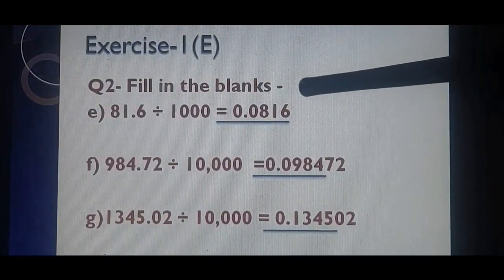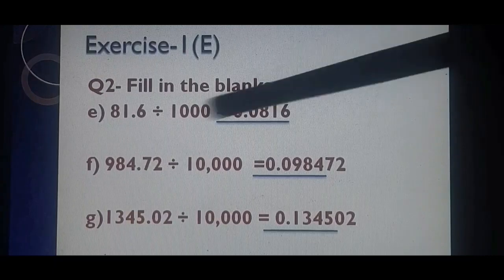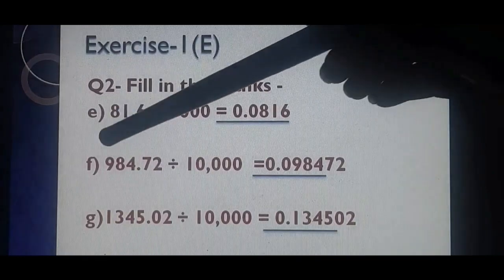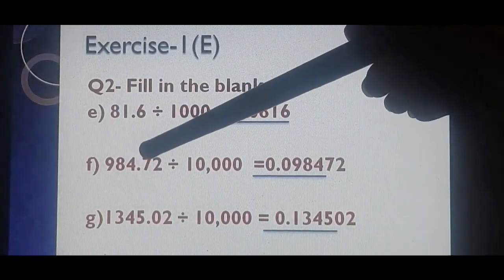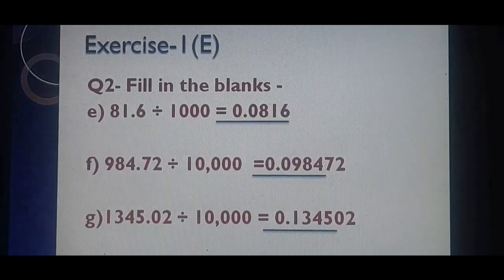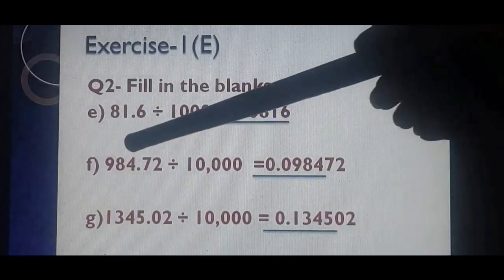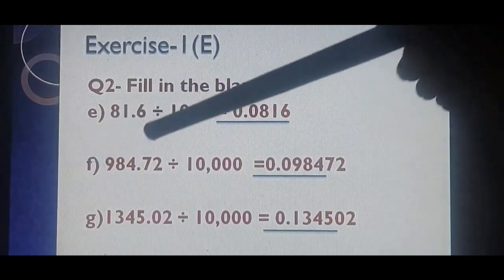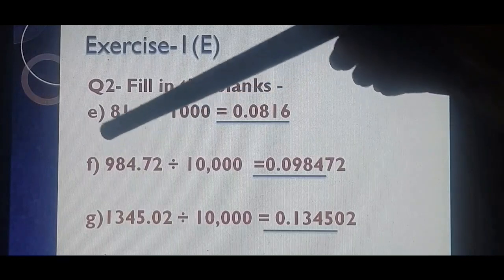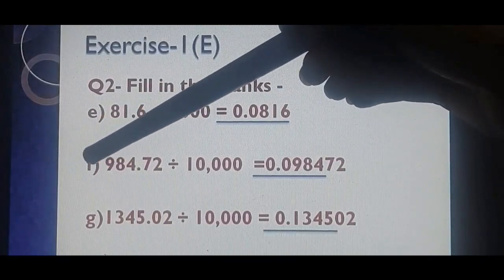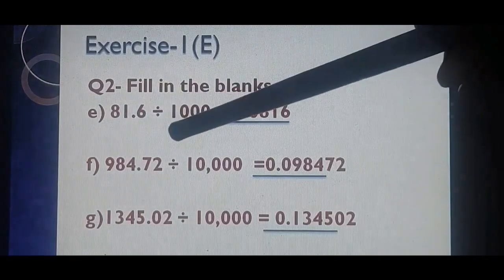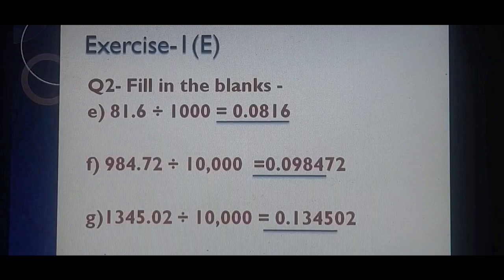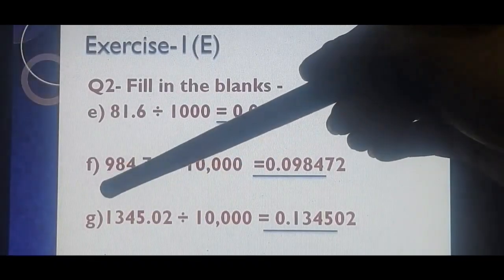Decimal 0.0816, decimal 3 places back, right. Now 984.72 divided by 10,000. 10,000 contains 4 zeros. So decimal will move 4 places back. We have 3 digits. We will mark 0 here. Now decimal will shift 1, 2, 3 and 4 places back. So it will become 0.09847. Clear?